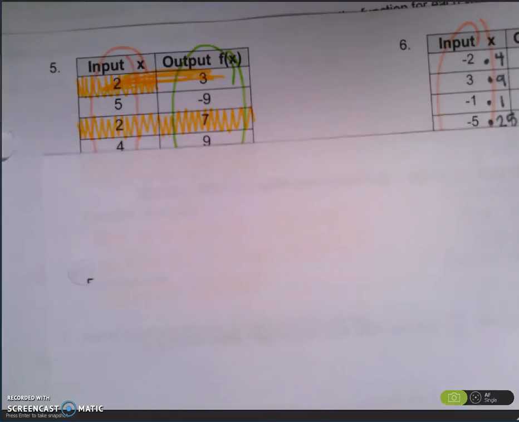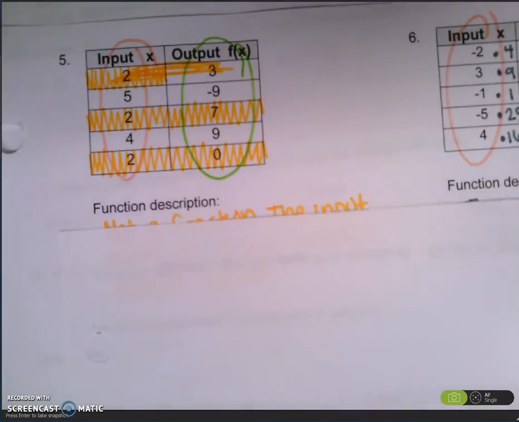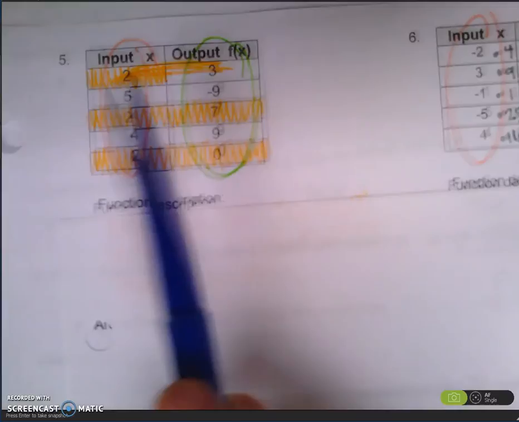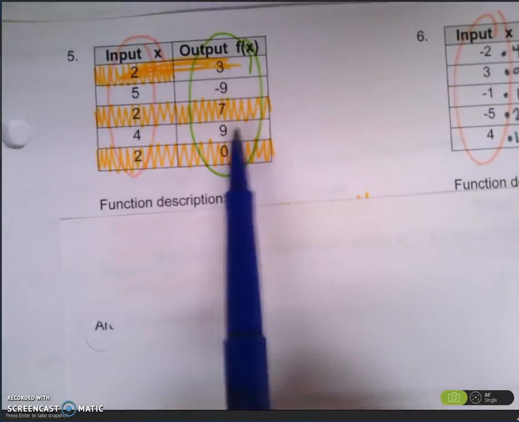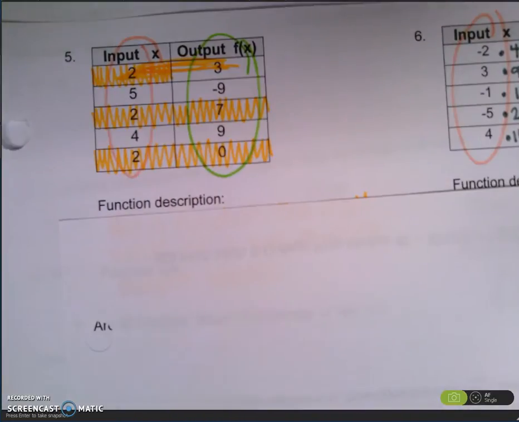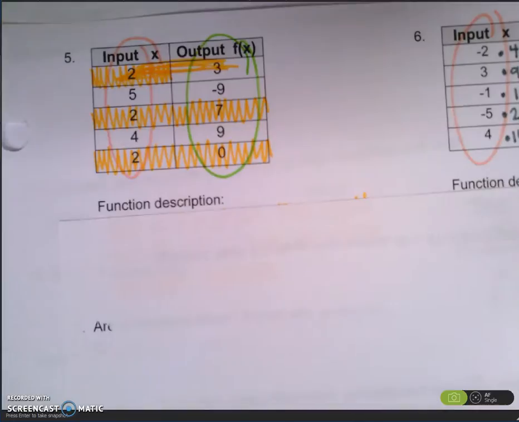Okay, let's take a look at page 13. On number 5, did you notice something really cool with your table? That's right. The input of 2 could go to 3 or 7 or 0. Just because I know my input, my output is not determinable. If I know my output, I don't know my input.